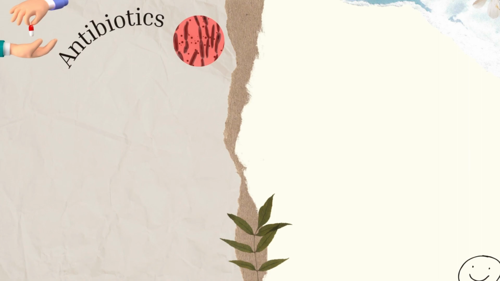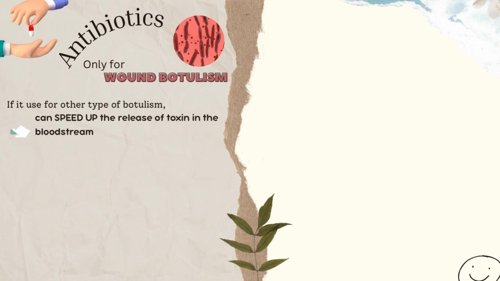It is a common medicine that we hear of and is most taken by humans, but in treating botulism, antibiotics are specifically for wound botulism only. If used for other types of botulism, it can speed up the release of toxins in the bloodstream. So it is like adding fuel to the fire, and we wouldn't want that, right?